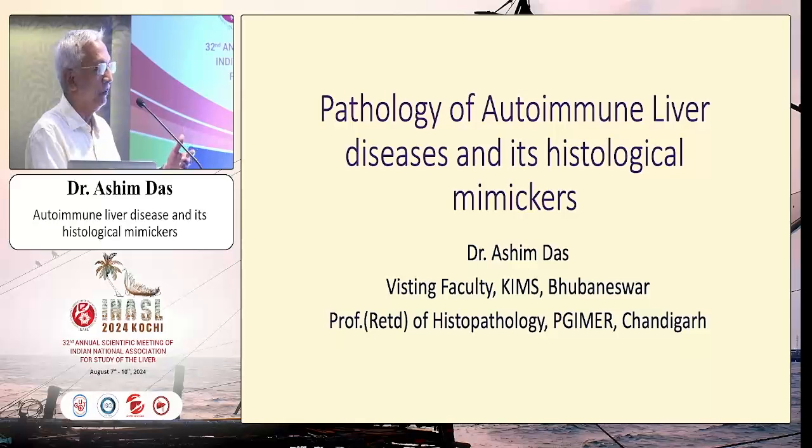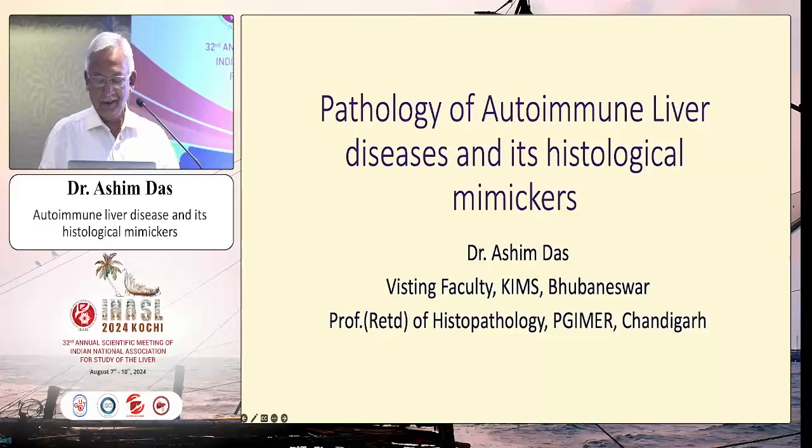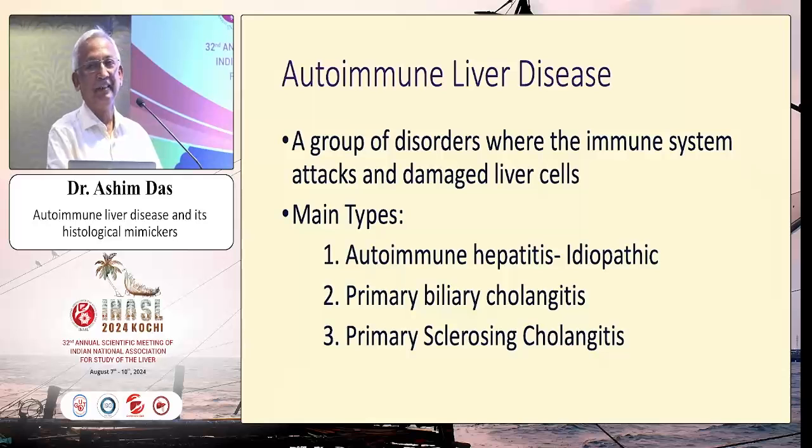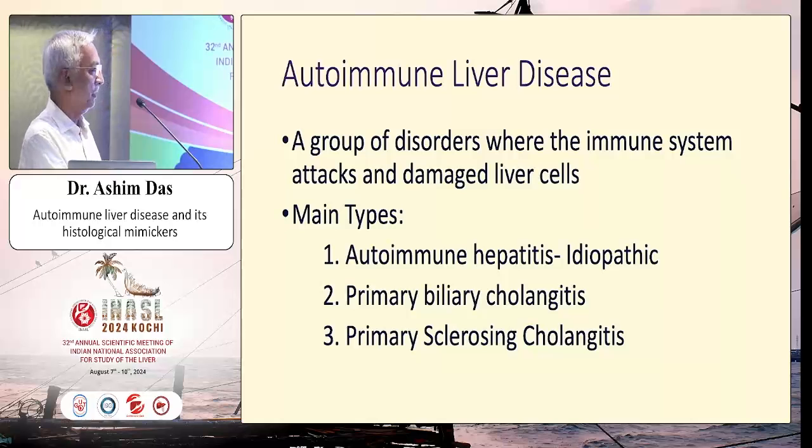If I go into autoimmune liver disease, it is a group of disorders where the body really cannot recognize the self-antigen. There are three main types: idiopathic autoimmune hepatitis, primary biliary cholangitis, and primary sclerosing cholangitis.